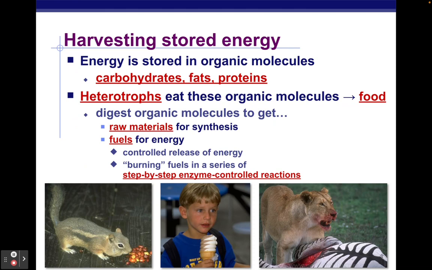So energy is stored in our organic molecules. What we've already learned about are carbohydrates, fats, and proteins. Heterotrophs are organisms that have to eat those organic molecules, or food. They digest organic molecules to get raw materials for synthesis and fuels for energy. There's a controlled release of energy, and the burning of fuels happens in a series of step-by-step enzyme-controlled reactions. Heterotrophs are what we are. Everything that eats is a heterotroph. We will be talking about autotrophs next as our next topic, but separate from here.